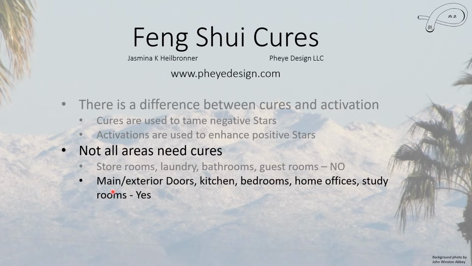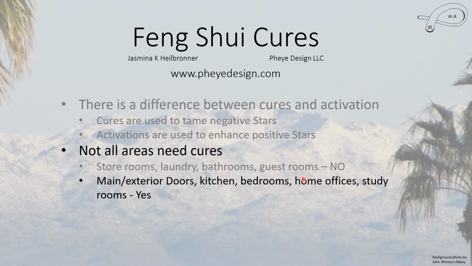If you have a main door or, for example, a garage door that you use all the time, then if you have a bad star or an untimely star in that area, you want to worry about a cure. Same thing for kitchens, bedrooms for the people who live there regularly, any home office or any study room.